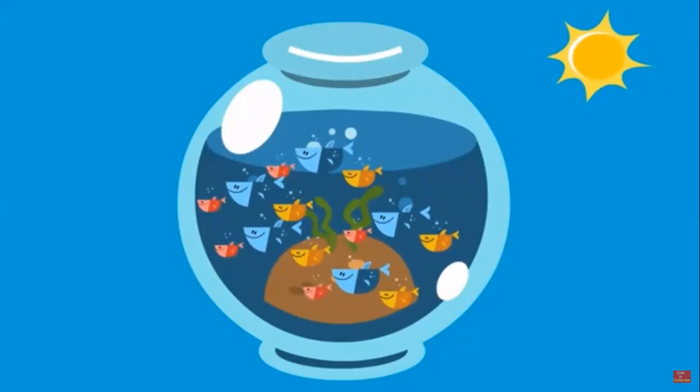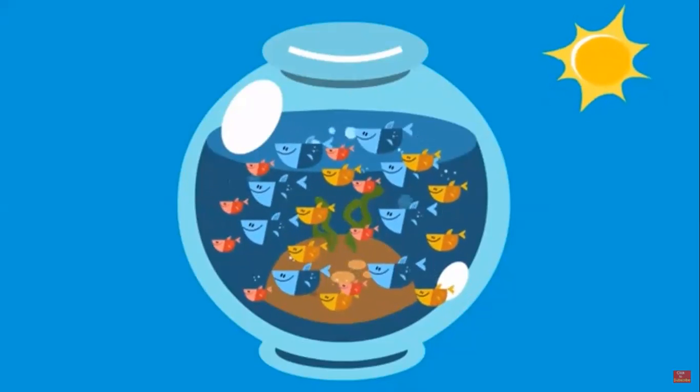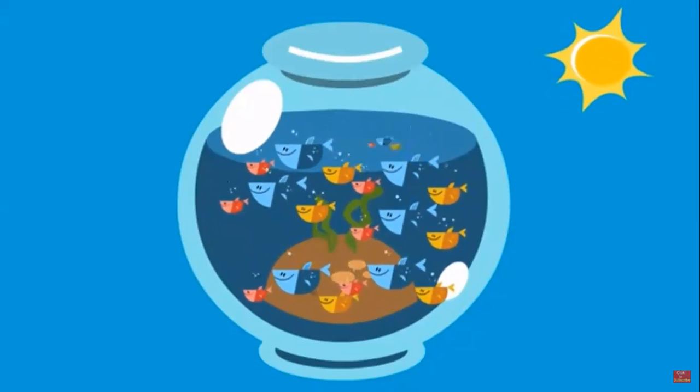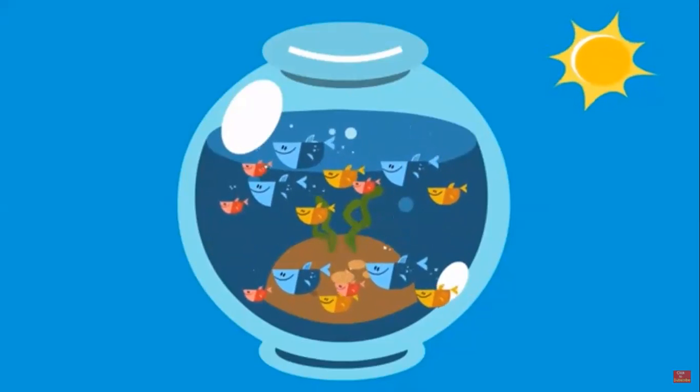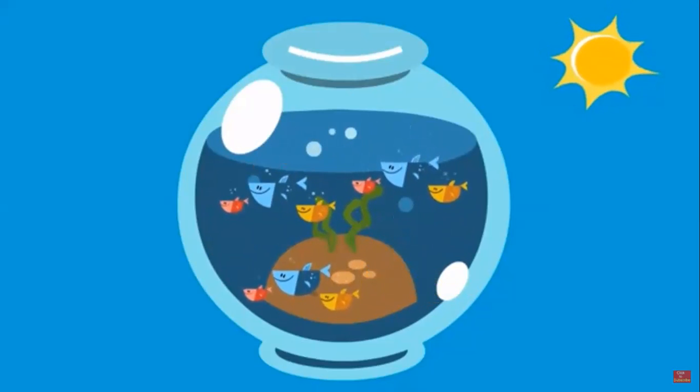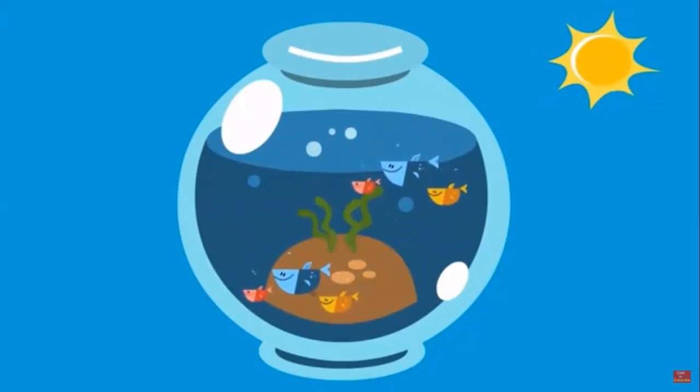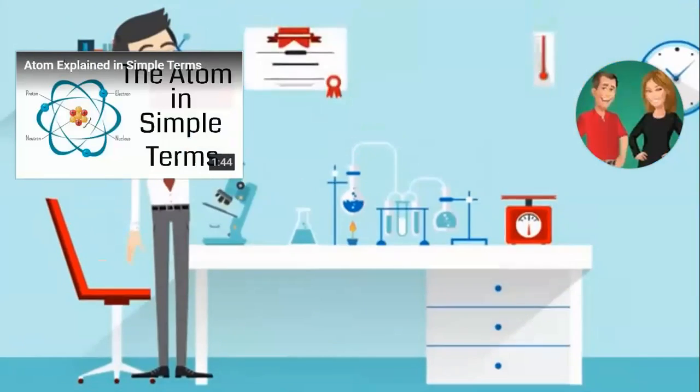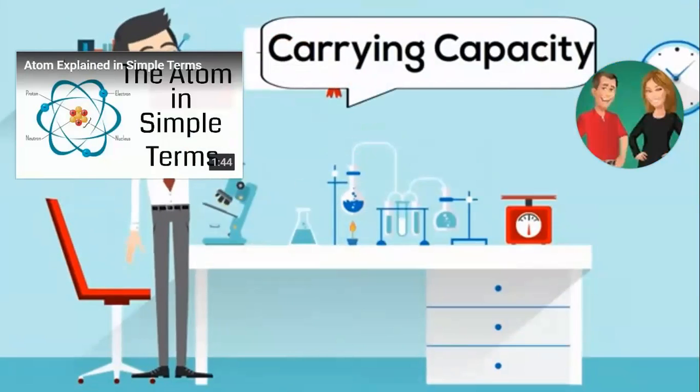Eventually, there become so many fish that some of the fish begin to die off because there's not food to eat and the water is limited. They have reached the carrying capacity, and deaths will outnumber births until it gets back in balance. So there we go. The largest population that an environment can support is known as the carrying capacity.